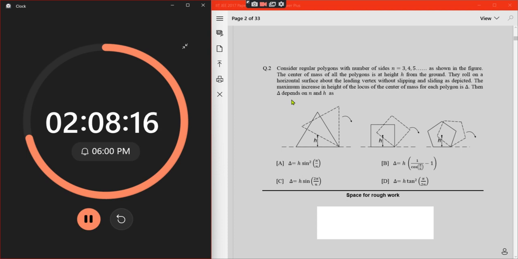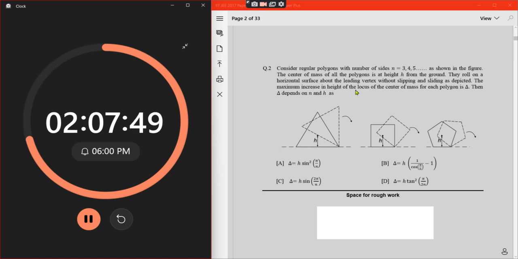Increase in height. Wait, what? They roll on a horizontal surface about the leading vertex without slipping and sliding. Oh, that's just geometry. The maximum height of the locus of the center of increase is delta. Then delta depends on n and h as... Nothing else on it. It's like the angle bisector.